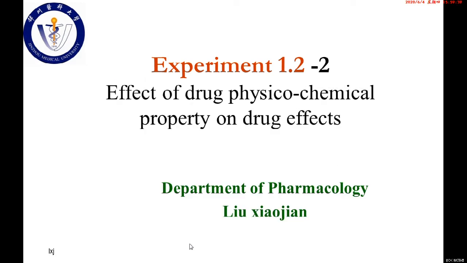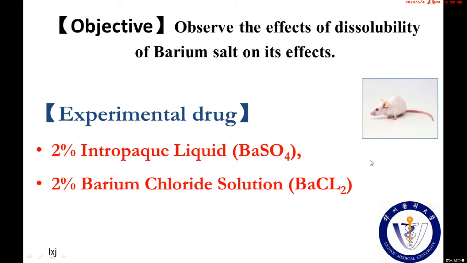Next experiment is about the drug physicochemical property. Now, the animal is also mouse. The drugs include barium sulfate, because barium sulfate is insoluble in water, so this solution looks like a turbid liquid. Another one is barium chloride solution. Barium chloride solution is soluble in water.